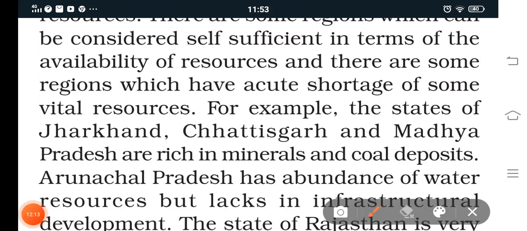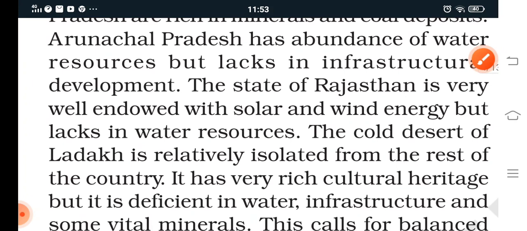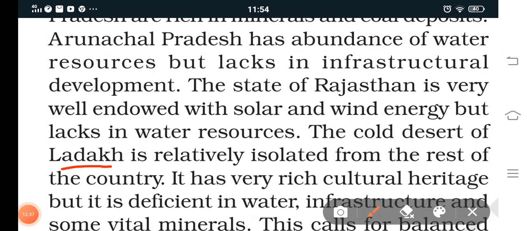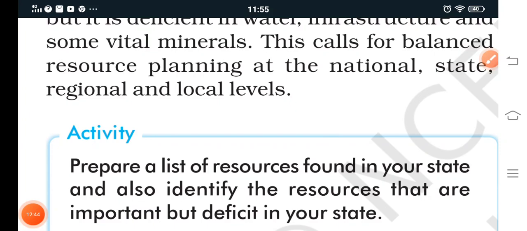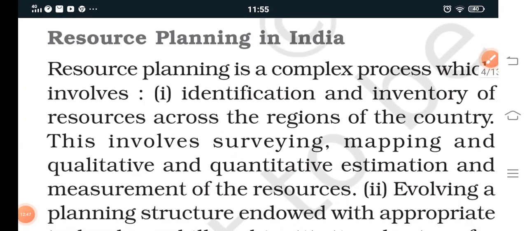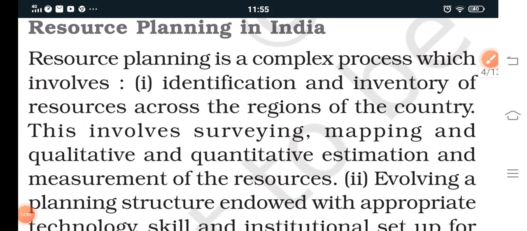Let's summarize. Jharkhand has minerals but not infrastructure. Arunachal Pradesh has water but not infrastructure. Rajasthan has solar energy and wind energy but not water. Ladakh has good heritage but no water, infrastructure or minerals. Okay, so we understood what resource planning is. We also understood why resource planning is important.